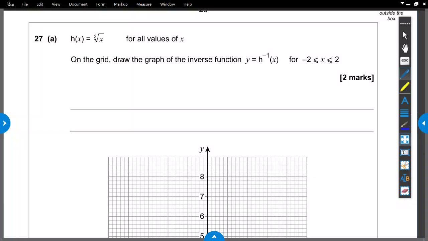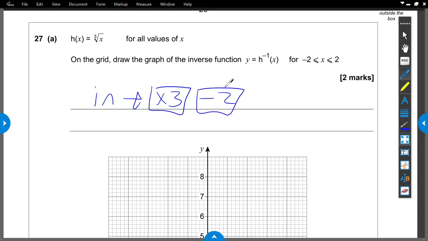You first come across functions when you think about number machines. So we have an input, and then we put it into the machine. So it might say times by 3, then minus 2, and then we get our output.